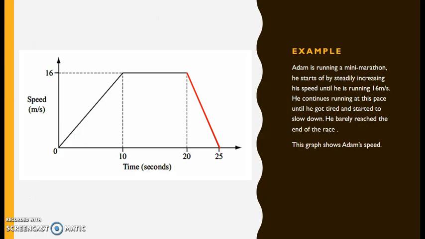Alright, here's another example. Adam is running a mini marathon. He starts off by steadily increasing his speed until he is running at 16 meters a second. He continues running at this pace until he got tired, right here, and he started to slow down. And this is the end of the race. He barely reached the end of the race. He fell and actually fainted at the end of the race, which was a miracle. Anyways, this graph shows Adam's speed.